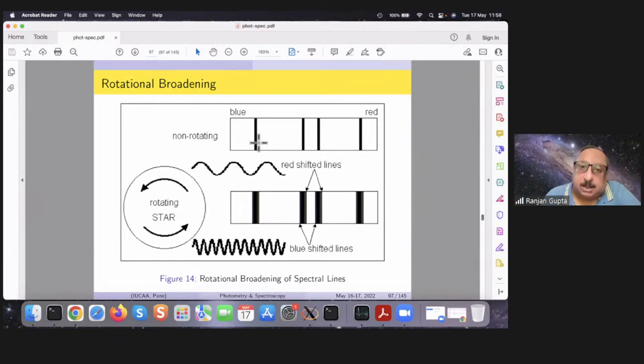So if the star starts rotating, then this line will broaden because of the rotation itself. So these lines will be broadened. So what will happen? As time goes, you keep observing, the spectrum looks like this, then it will go like this, it will go like this, and it will keep on happening. So with this shift in time, you can measure the rotation.